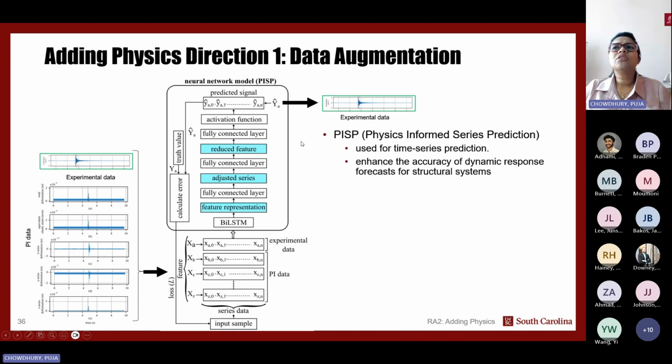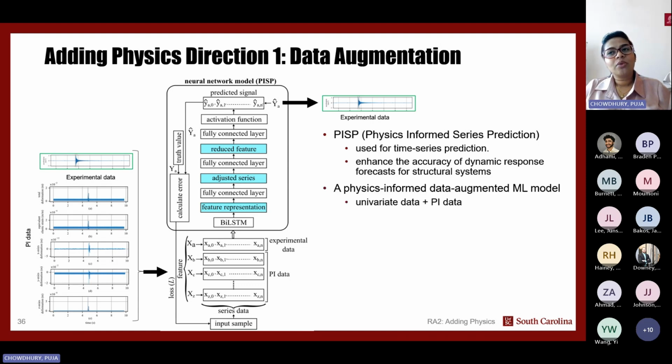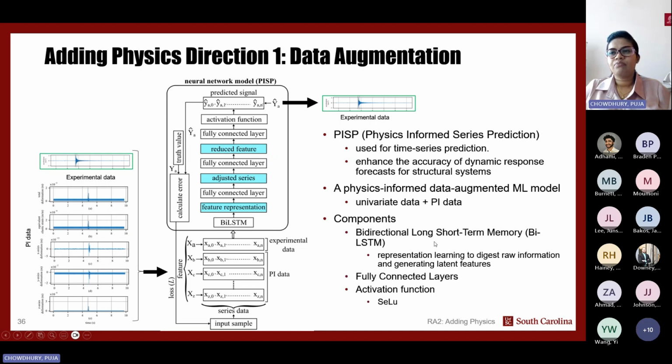So what is the PIS model? We already said it's a physics-informed series prediction. Why do we use it for time series prediction? What type of physics approach do we use? It enhances the accuracy of dynamic response for structural health monitoring. And we use data augmentation here, like the univariate data, experimental data plus PI data. What are the components we use? The bidirectional long short-term memory, BiLSTM, a fully connected layer, and the activation function, CELU. That's all about the data augmentation approach.